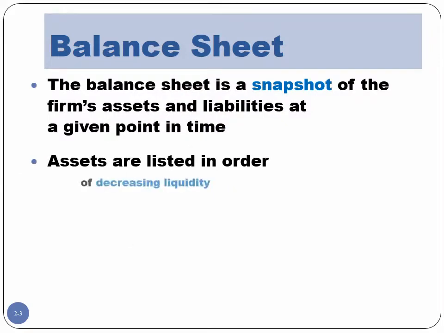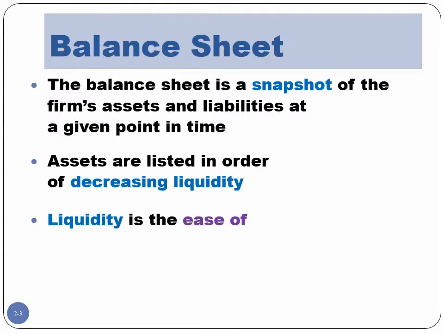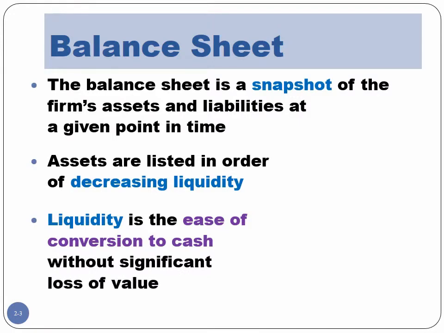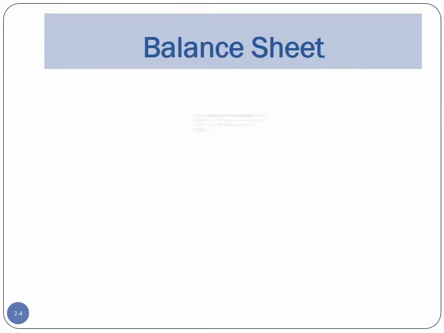Assets are listed in order of decreasing liquidity. In other words, the ones that you can convert to cash more quickly are listed first, and the ones that you can convert to cash less quickly are listed following that. Liquidity, again, is the ease of conversion to cash without significant loss of value. So these are some good terms to remember.